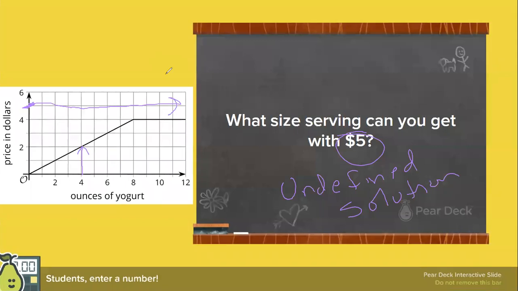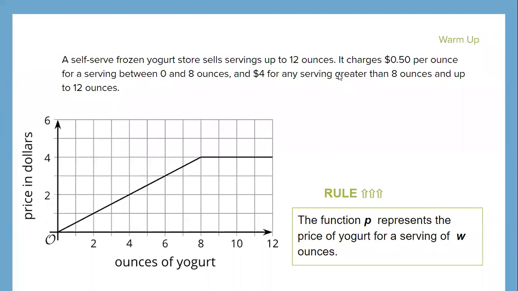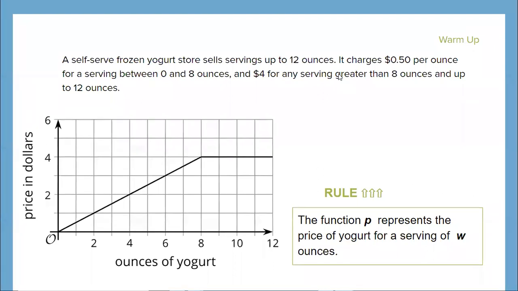Now let's go ahead and we're going to keep working our way. Okay. And it says a self-serve frozen yogurt store sells up to 12 ounces. It charges 50 cents per ounce for serving between 0 and 8, and $4 for anything greater. So we're very good there. And it says, let's write a function rule. Now this is going to be a piecewise function rule. It says the function P represents the price of yogurt in serving for W ounces.